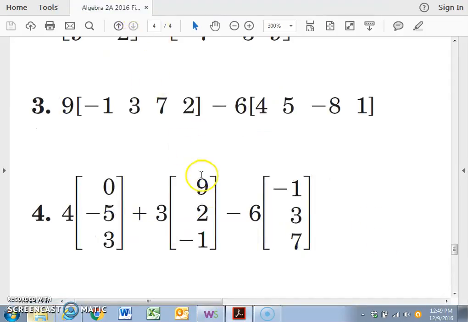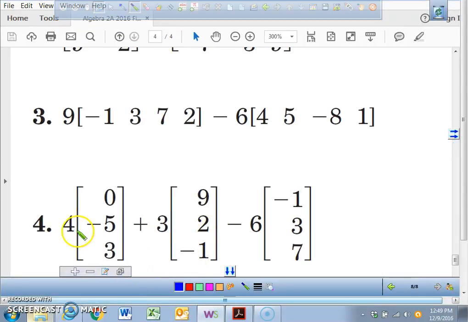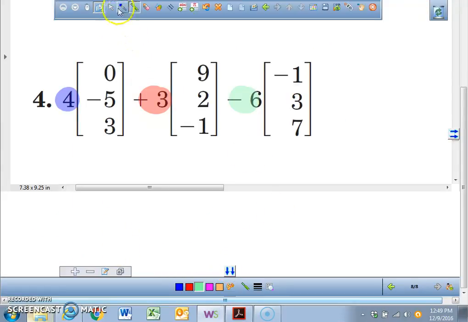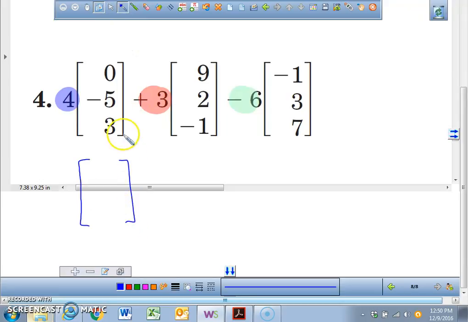All right, here we go. Question number 4. All right, we're going to use this scalar, and this scalar. So we've got to scale all of these 3x1 matrices, okay, and then we'll add them together. So what's the first column, or this first 3x1 scaled up? 4 times 0 is 0. Then we have a negative 20. Then a 12. Then we'll put plus.